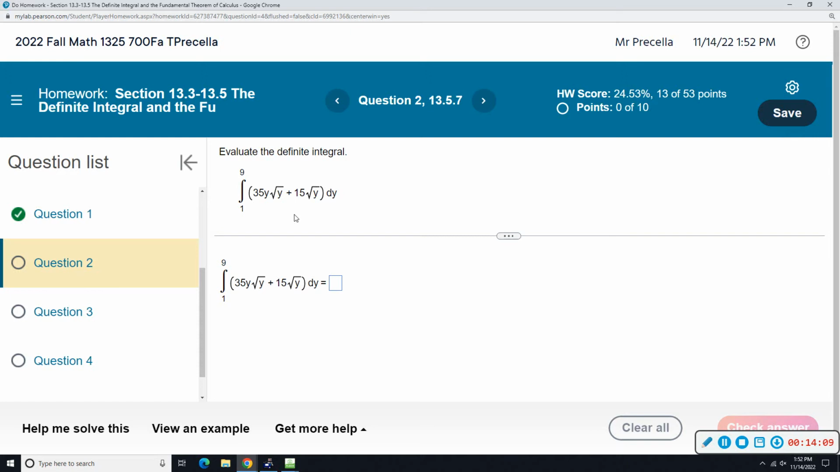So number 2, let me write this problem down. We want the definite integral from 1 to 9 of 35y times the square root of y plus 15 times the square root of y dy. And make sure I didn't miscopy this. Okay.